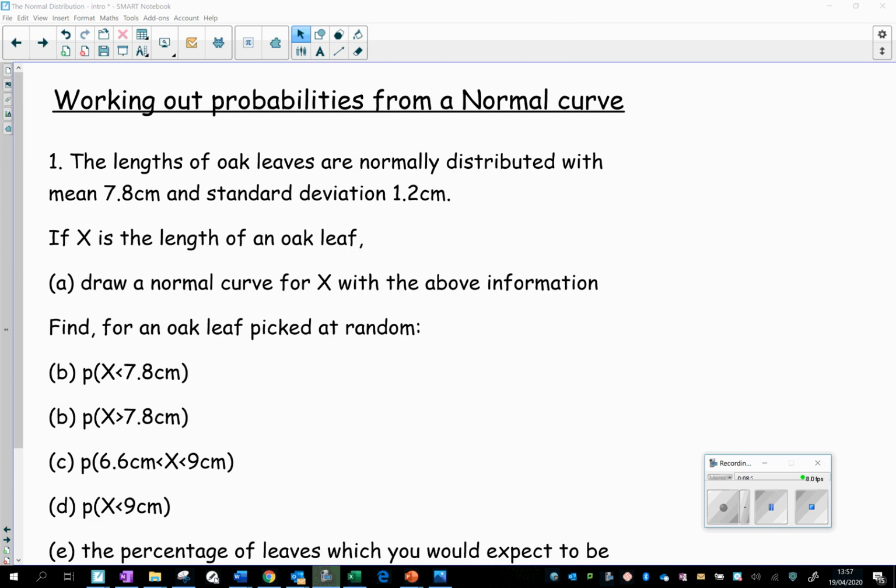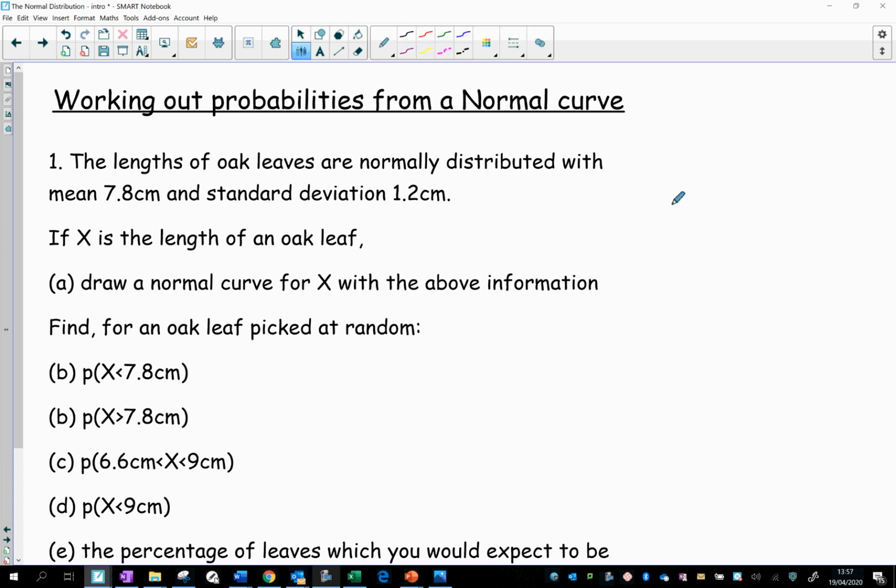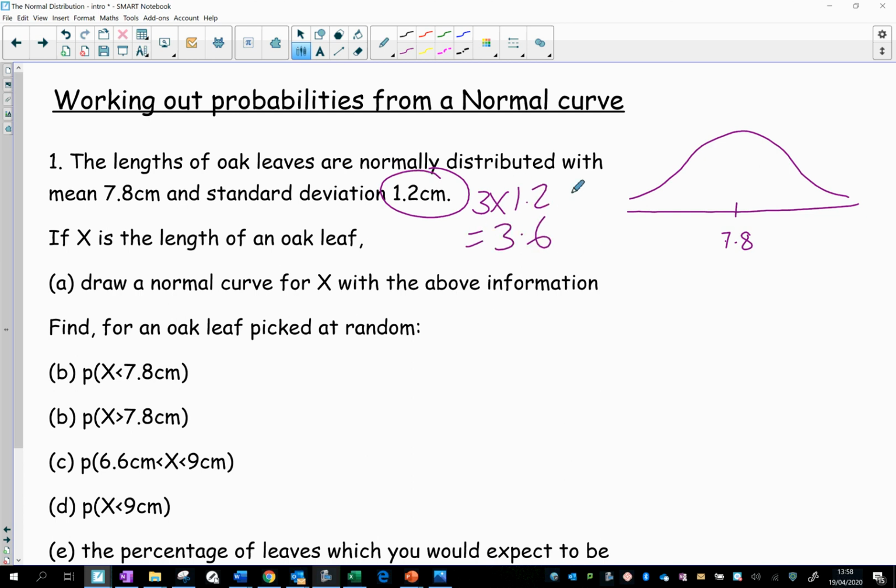Okay, let's have a look at a first example of how we might use the normal distribution to work out probabilities. We're told that we have some oak leaves, and the lengths of those leaves are normally distributed with a mean of 7.8 and a standard deviation of 1.2. If I just draw that, in the middle is the mean, 7.8. Standard deviation is 1.2. Now, if I work out 3 standard deviations, 3 times 1.2, that's going to be 3.6. That means that right at the top here, most of the distribution of oak leaf lengths should be within 7.8 plus 3.6.